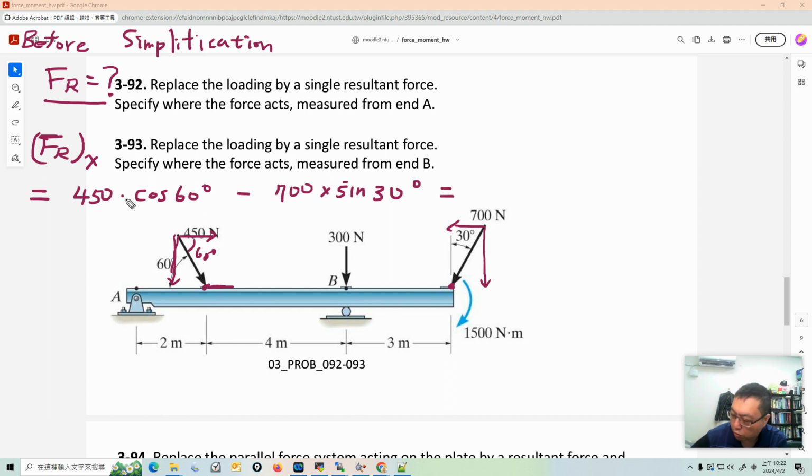Using your calculator, I'll just write the answer for you. It will become minus 125 Newton. That's the resultant force in the X component.